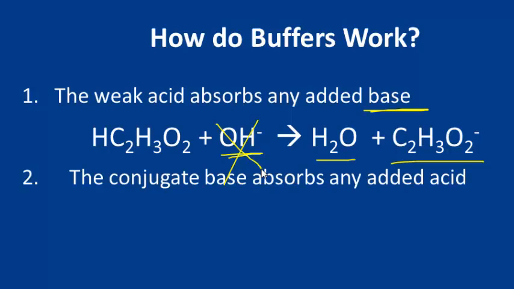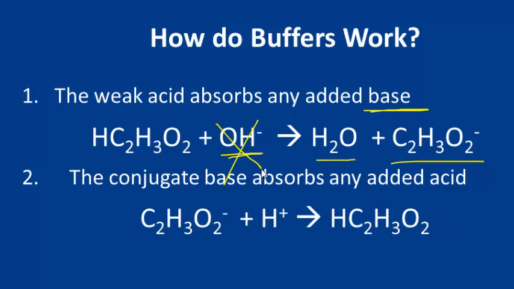So what absorbs the acid part? Well, that's where the conjugate base comes in handy. The conjugate base absorbs any added acid. So that reaction will look like this. We'd have an acetate ion plus a proton, and together they would form acetic acid.